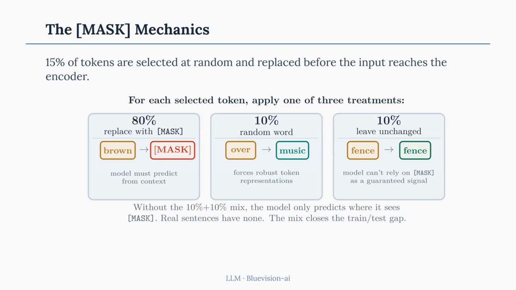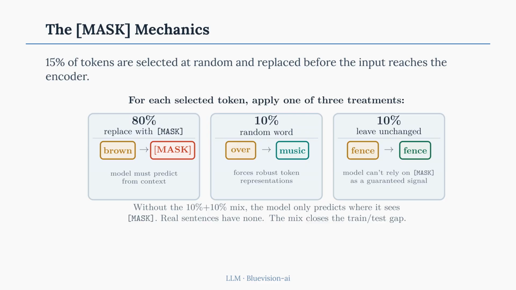Now here's the subtlety. You might be thinking, just replace every selected token with mask and train on that. But if you do, the model learns a shortcut. It only ever needs to predict tokens where it sees mask in the input. And at inference time, real sentences never contain mask. You've built a train test mismatch.